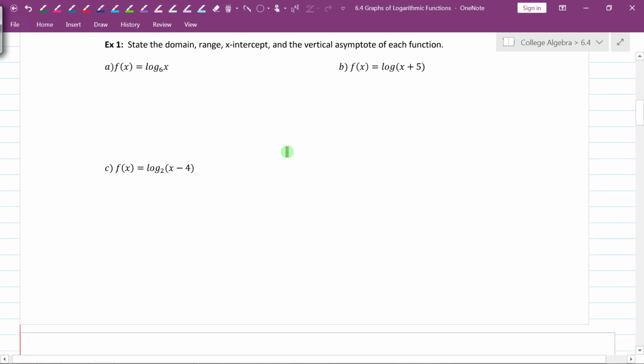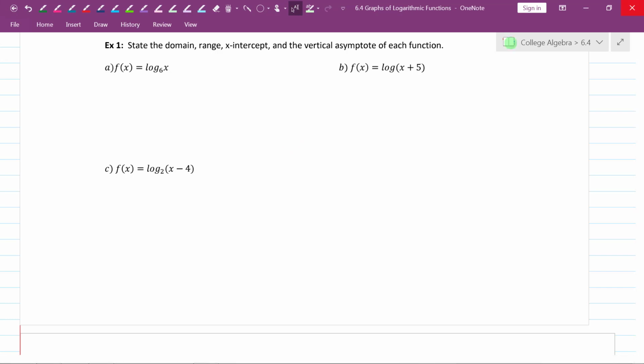It says state the domain, the range, the x-intercept, and the vertical asymptote of each function. So let's look at that and we'll get busy. All right, when we look at this first function right here, there is no horizontal shift, there's no shift connected to the x, and there is no vertical shift either.